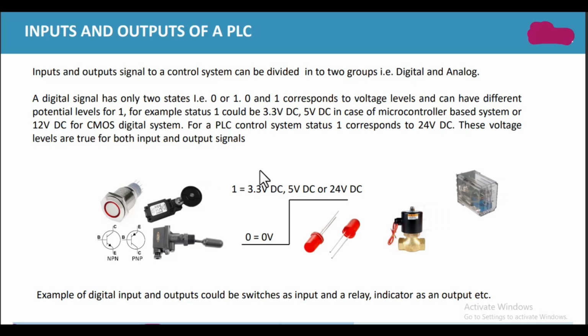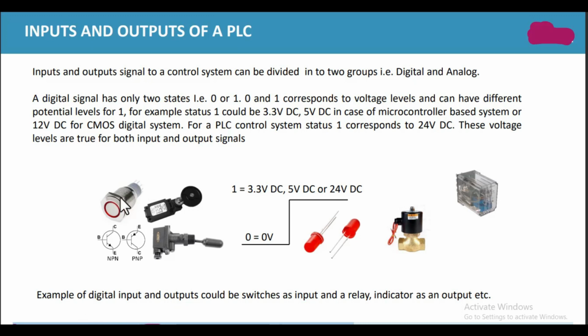Input-output signals are represented with different voltage levels for different cases. In case of CMOS, it would be 12 volt for 1 and 0 volt for 0. And in case of PLC, it would be 24 volt for 1 and 0 volt for 0. And in case of microcontroller, it would be 3 volt or 3.3 volt or 5 volt representing 1. This is the level 0 and this is the high level. 3.3 volt and 5 volt represent a microcontroller based system, and 24 volt DC is the PLC based system.